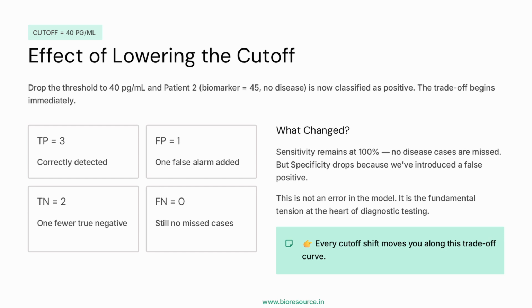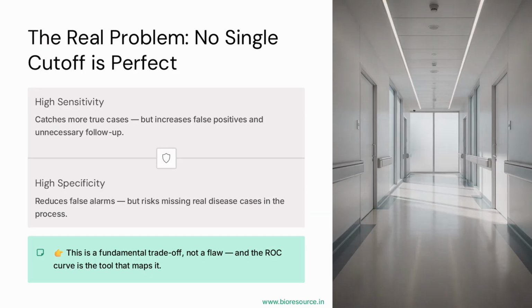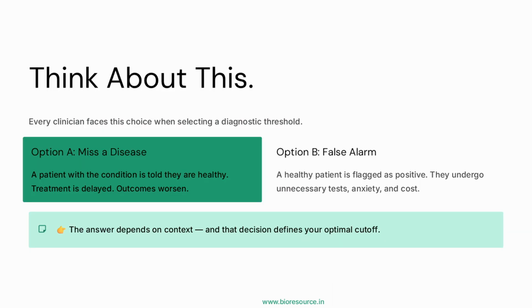This illustrates a fundamental principle in diagnostic testing. Sensitivity and specificity are inversely related under threshold variation. Increasing sensitivity reduces false negatives but increases false positives. Increasing specificity reduces false positives but increases false negatives. This trade-off is intrinsic to any threshold-based classifier. The optimal balance depends on clinical context. The threshold selection reflects risk tolerance.